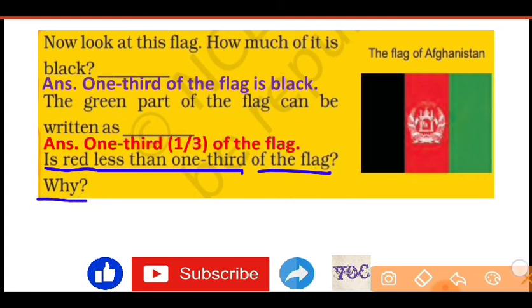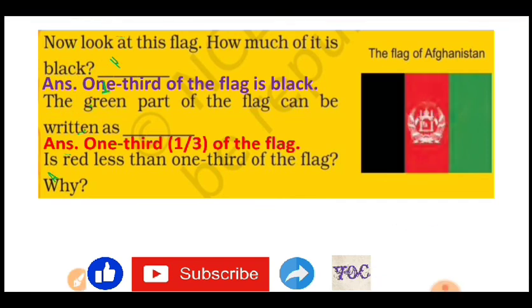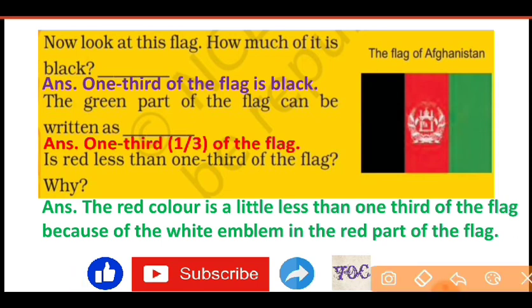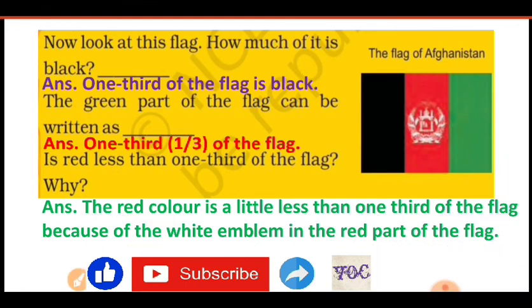Why? First of all, you can see this red one is again 1/3 of the flag, but it's not completely 1/3. Okay, ये देख लो ना, ये व्हाइट वाला जो ये एम्बलम है ना, ये जो है इसकी वजह से कुछ ये कम होगा, थोड़ा सा कम हो जाएगा. So you can see the answer is the red color is a little less than 1/3 of the flag, because of the white emblem in the red part of the flag. Okay, so you can understand this. ठीक है, क्यों ये 1/3 से थोड़ा सा कम है? Because of this white emblem.